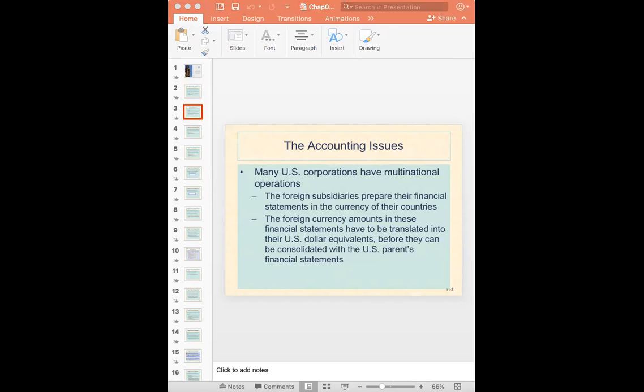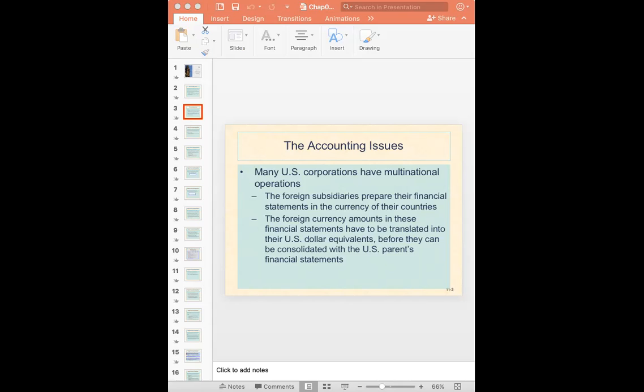All right. So in the situation where many US corporations have multinational operations, the foreign subsidiaries prepare their financial statements in the currency of their countries, and the foreign currency amounts in these financial statements have to be translated into US currency, US dollar equivalents, right? So many large US corporations have multinational operations, right? Of course, they have branches, they have subsidiaries, foreign based.